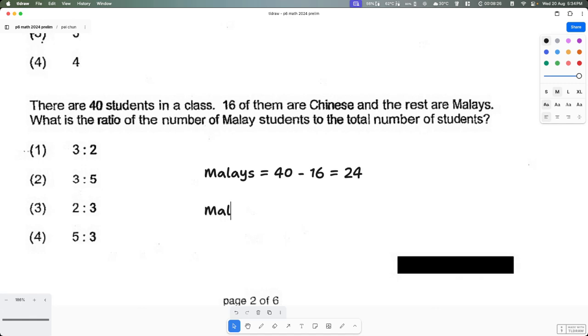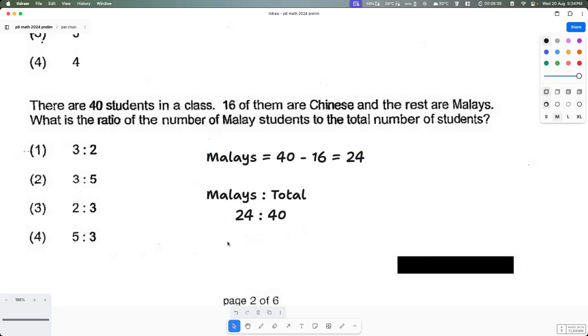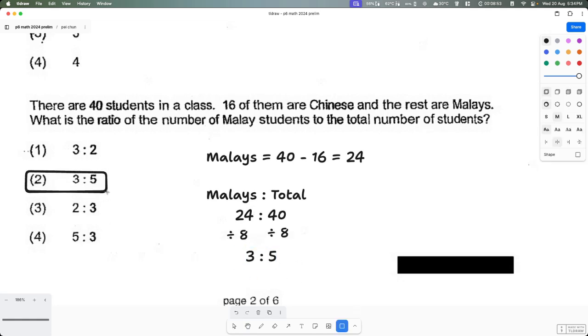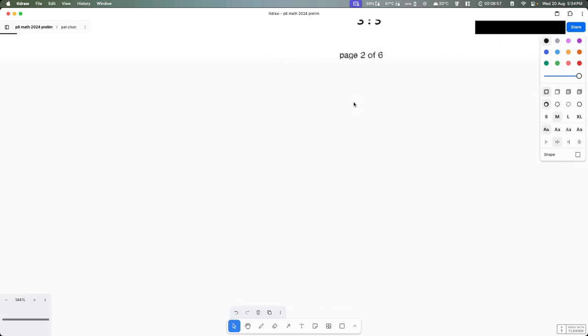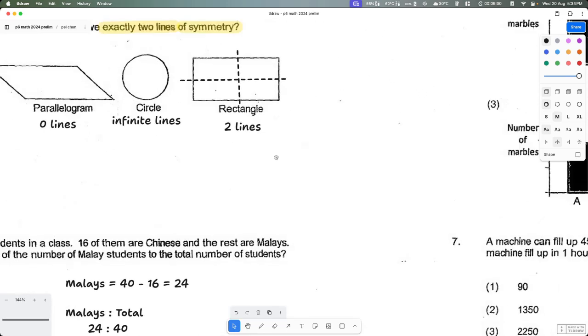Then we want Malays to total, which is basically 24 is to 40. So for this, we can divide by 8. Okay, we divide by 8 for both 24 and 40, right? So this will give us 3 is to 5. Okay, so that is option number 2. Okay, let's move on to the next question. Let's go to question number 6.